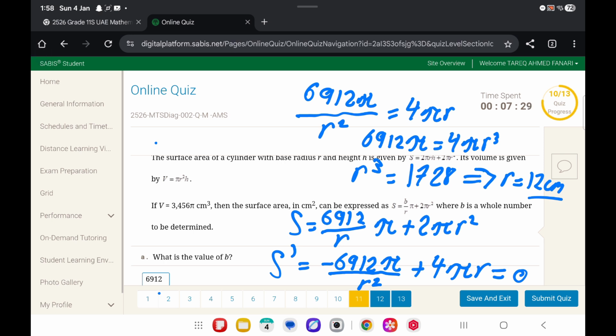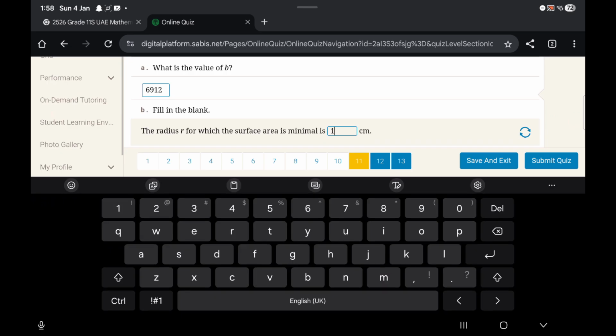And since this is our only value of r, you can only assume that this is the minimal value. This is the only stationary value of r, because as you can see, we didn't get another value. I didn't get negative 12. I didn't get 5 like the last one, I got 15 and 5. No, this one I just got 12. So that's my only answer.